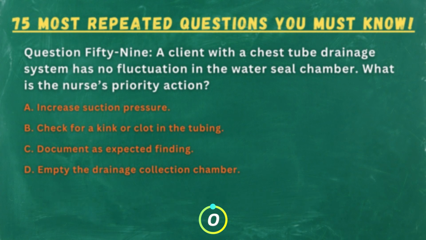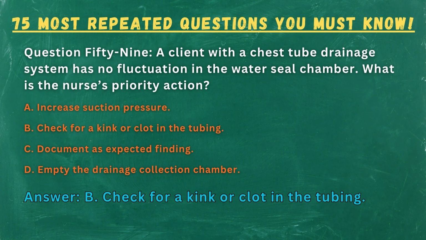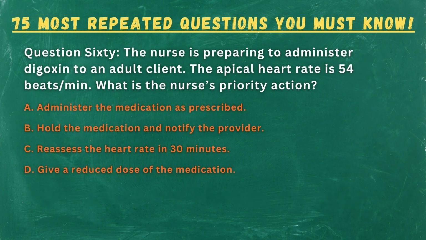Answer. B. Check for a kink or clot in the tubing. Question 60. The nurse is preparing to administer digoxin to an adult client. The apical heart rate is 54 beats/min. What is the nurse's priority action?